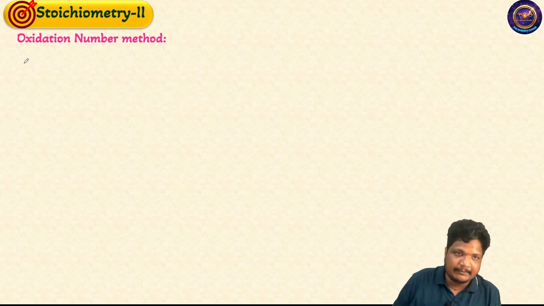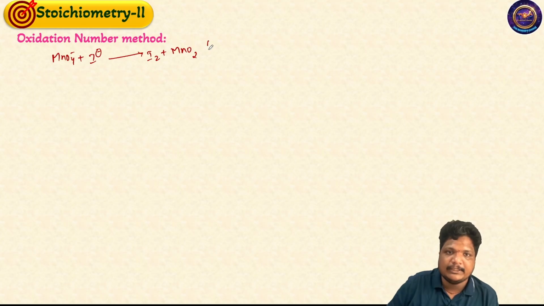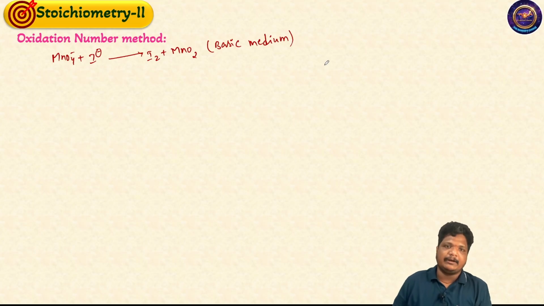So here I am taking a basic medium: MnO4 minus plus I minus gives rise to I2 plus MnO2, which is in basic medium. We have to balance this equation by the oxidation number method.